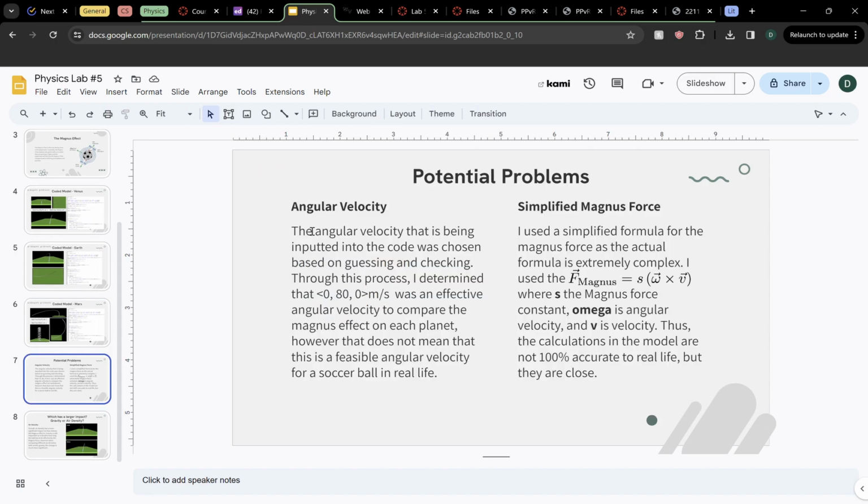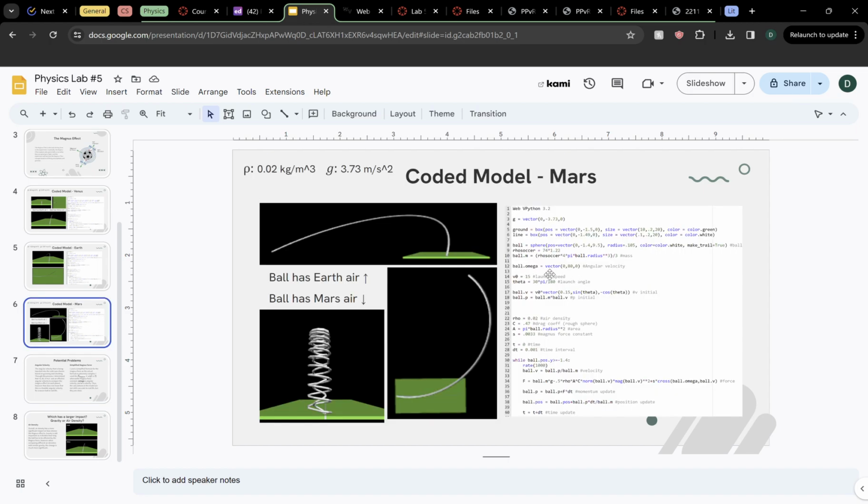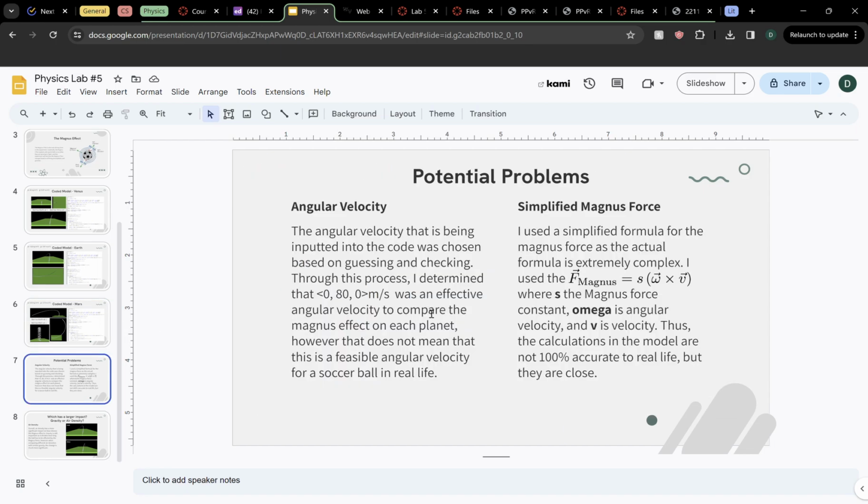Potential problems. Firstly, angular velocity. The angular velocity that is being inputted into the code, which is right here on this line, is based on guess and check. I determined that 80 meters per second in the y direction was an effective angular velocity to compare the Magnus effect on each planet, but that doesn't mean that is a feasible angular velocity for a soccer ball in real life.